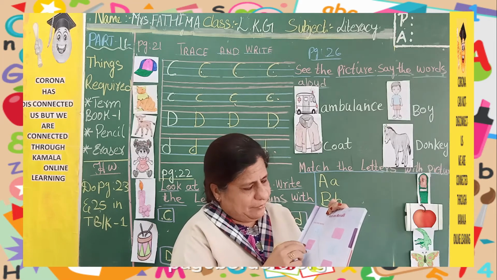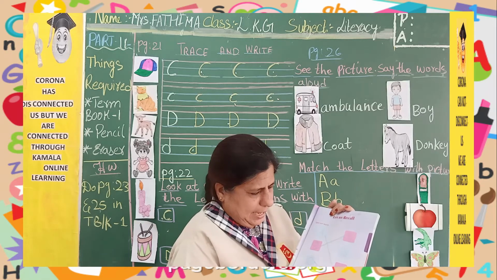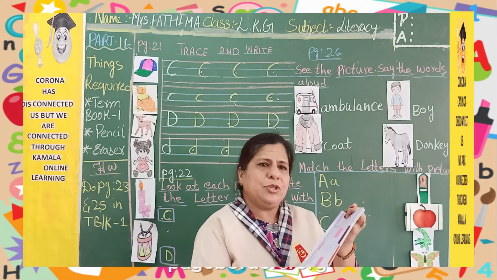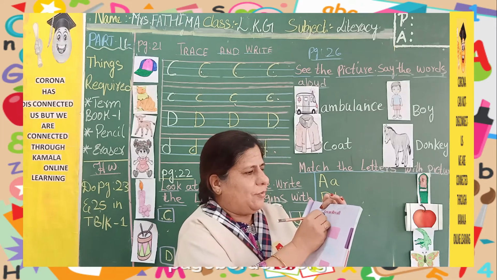B, capital B, where is the small b? Here. Capital C, small c. Capital D, small d. You have to do the matching. This is the homework, children. Write down homework here. Homework.